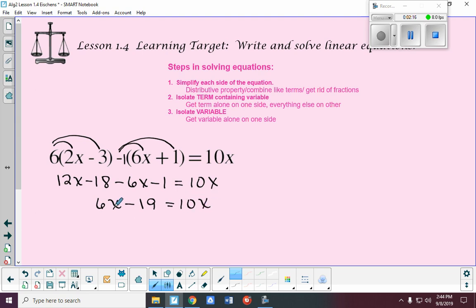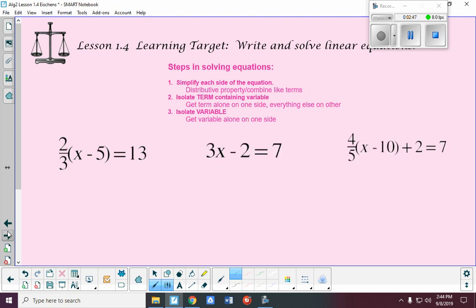Now we have a variable on each side, so it doesn't matter which side we choose to get them all on. It would be one less step if we just subtract 6x from both sides. So the x's cancel on the left, so you have negative 19 equals 4x. And if we divide by 4, x equals negative 4 and 3/4, or you could also leave your answer as negative 19/4.